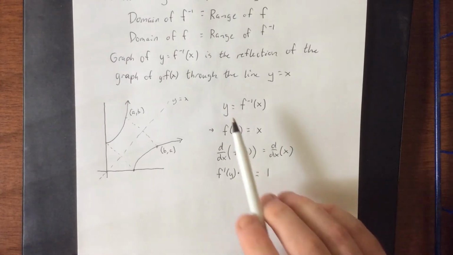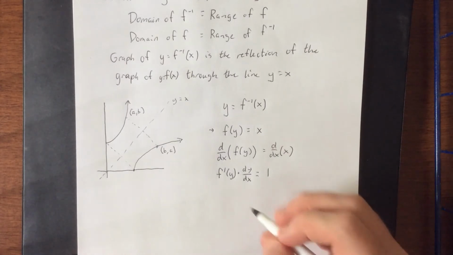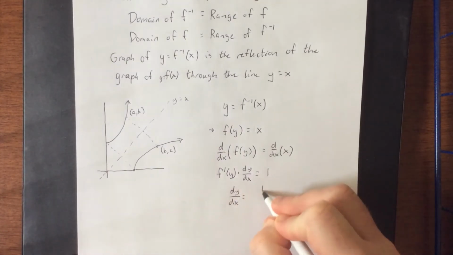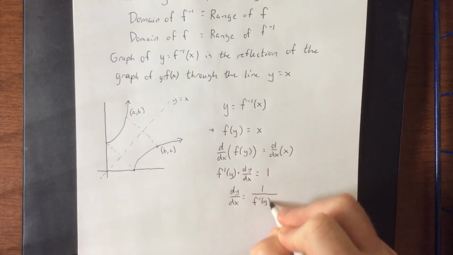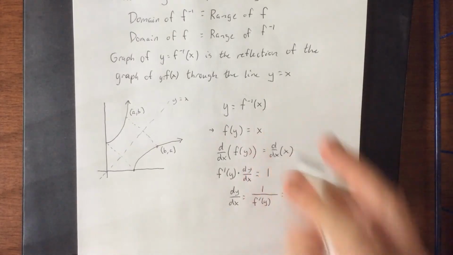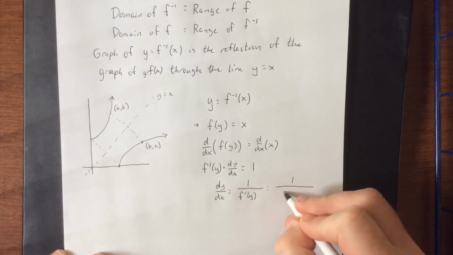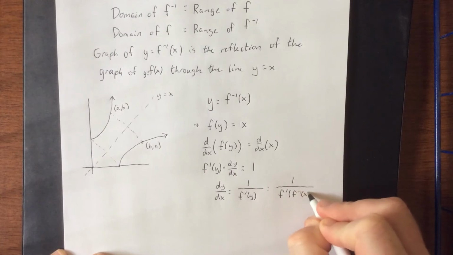Now, ultimately, though, we're trying to get dy/dx because that's what the original inverse function was. So dy/dx is going to be equal to the reciprocal of f prime of y. Now, y, of course, was equal to the inverse function of x, so another way that this can be notated is that this would be 1 over the derivative of f evaluated at f inverse of x.